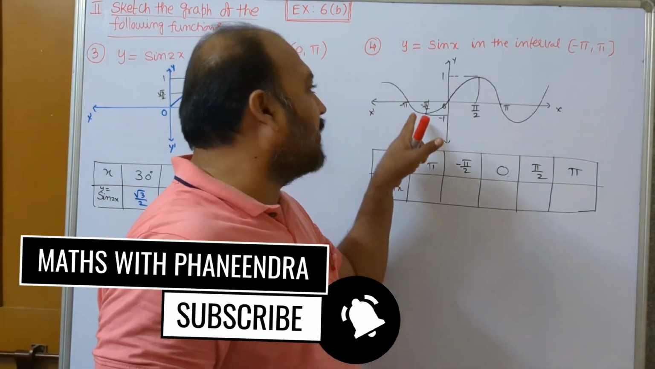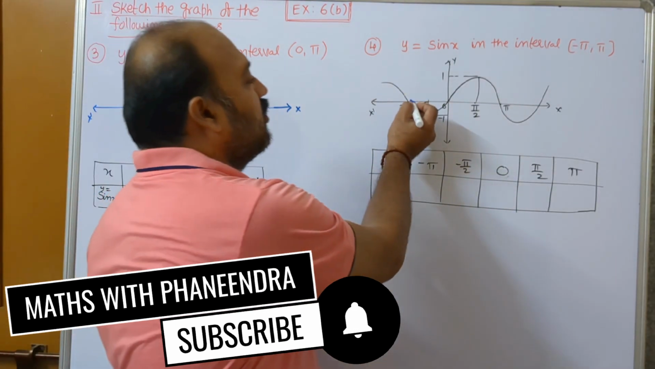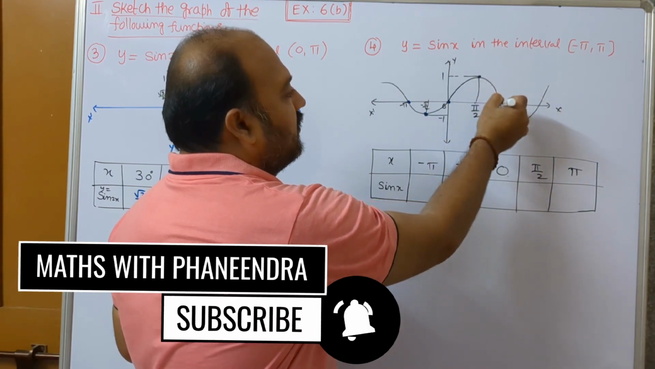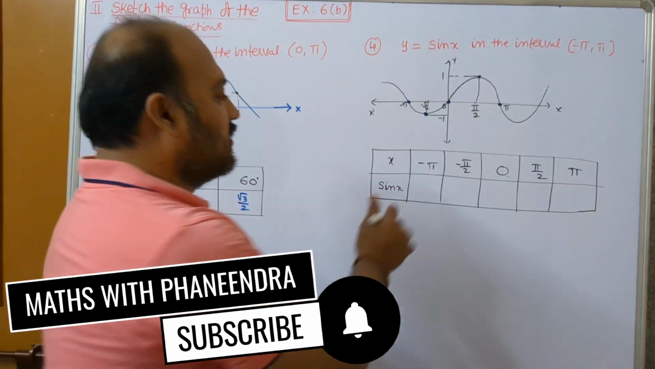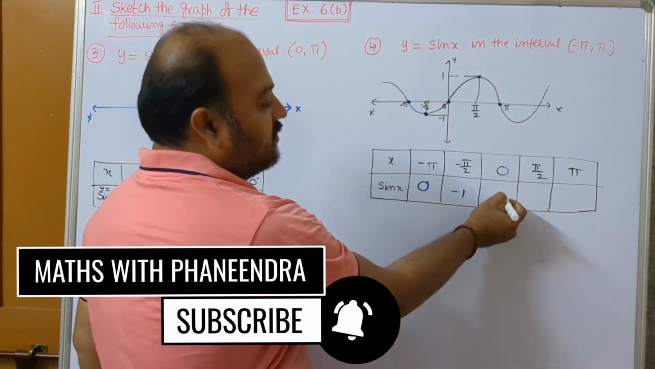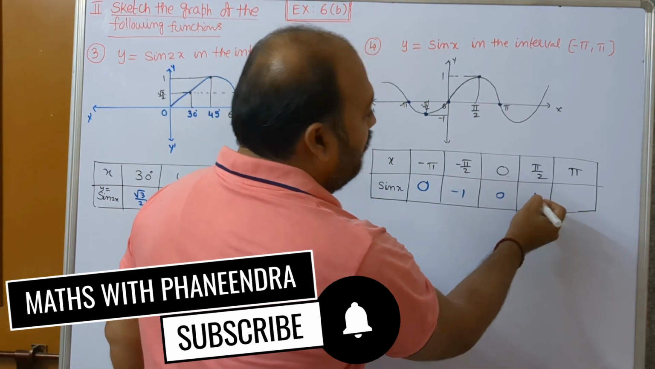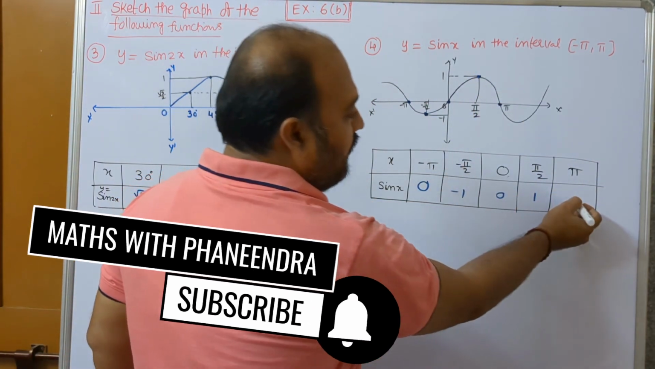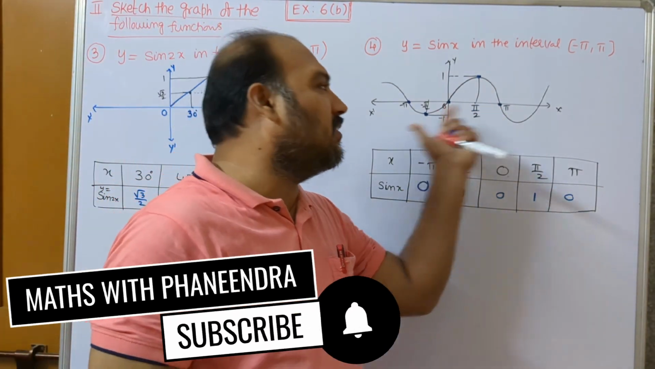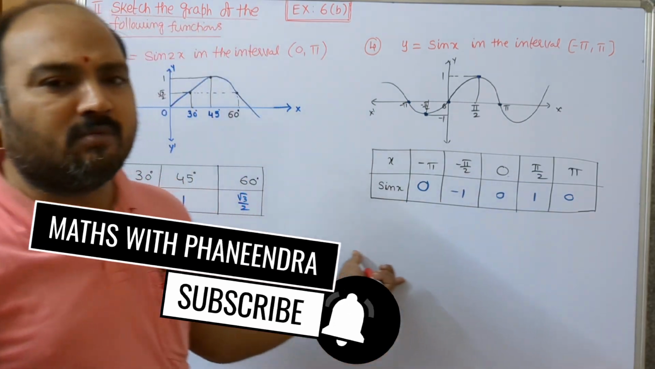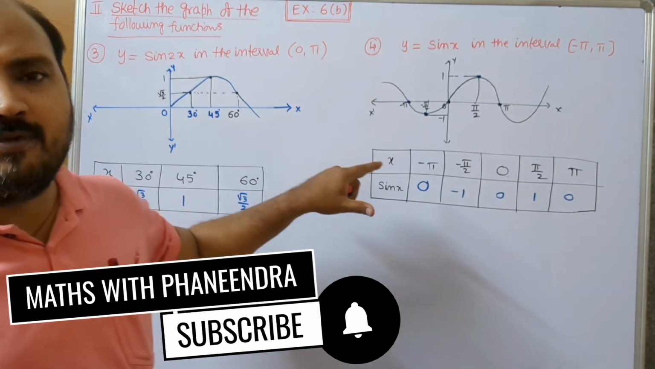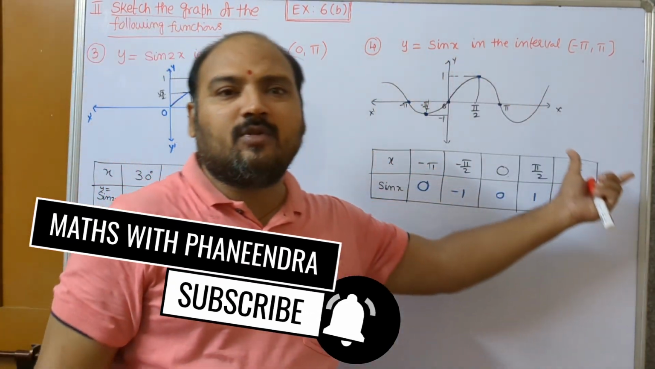Now x equals minus π. If you substitute here, sin π is 0. We got it here. Next here, next here. Minus π, 0. Sin of minus π by 2 is minus 1. Sin 0 is 0. Again sin π by 2 is 1. Here this value. Sin π is 0. Like this we can write in-between values also, π by 4, π by 3. The values will come, 1 by root 2, root 3 by 2. But we just have to draw the curve y equals sin x according to the given interval.